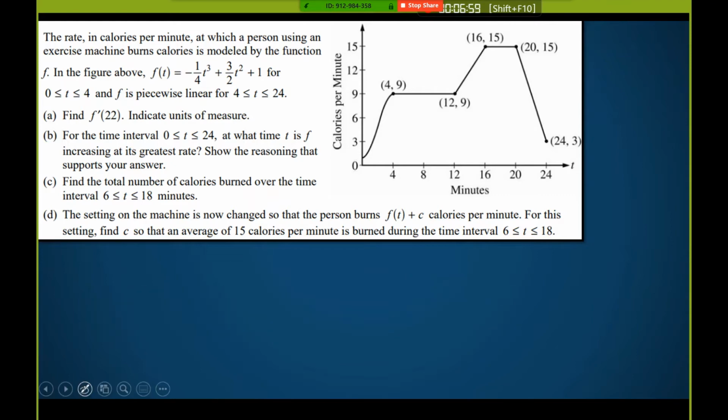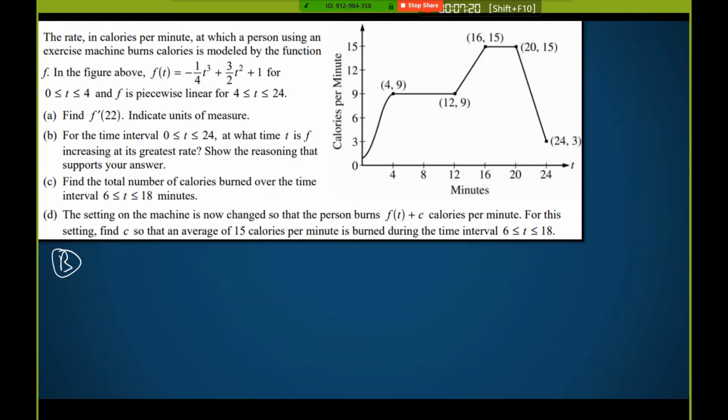Okay. Part B is a little bit involved, so I'm going to start going through it myself and then call on people as we get to each piece. So on the time interval from 0 to 24, we want to know what time f is increasing at the greatest rate, and then show the reasoning that supports our answer.